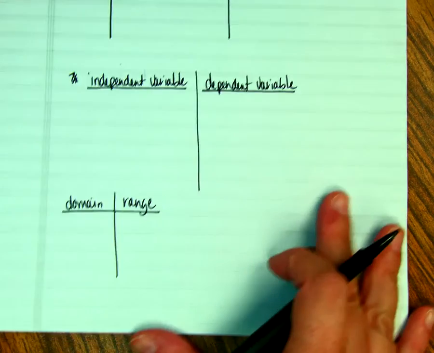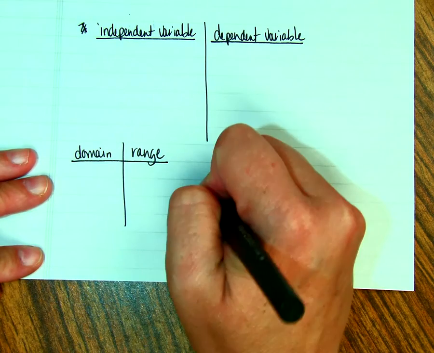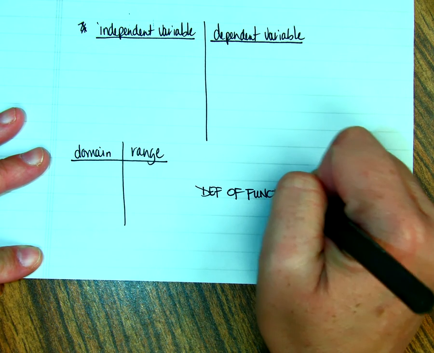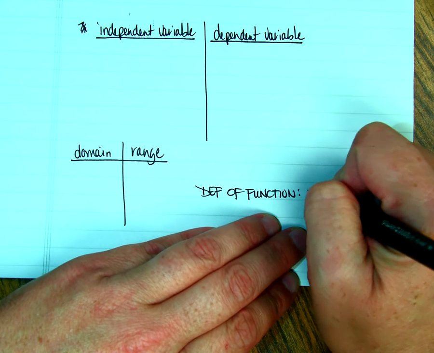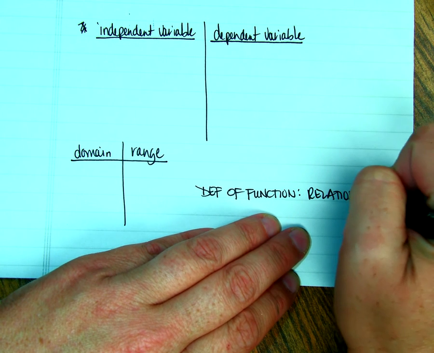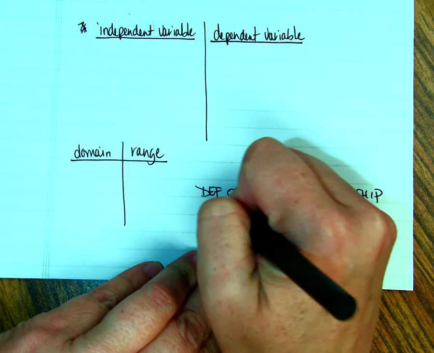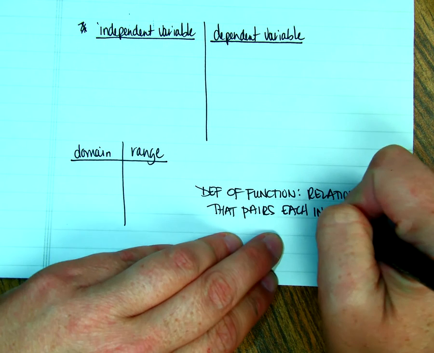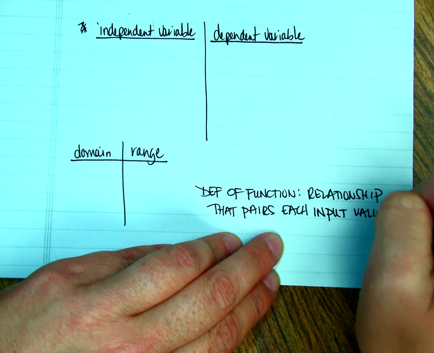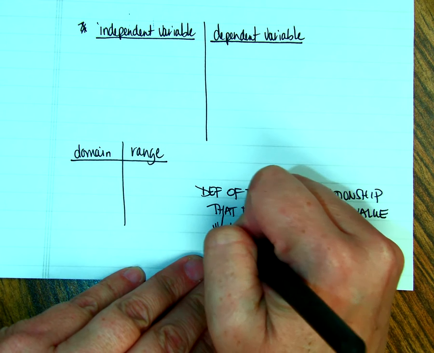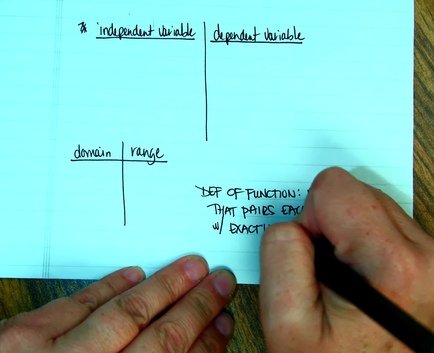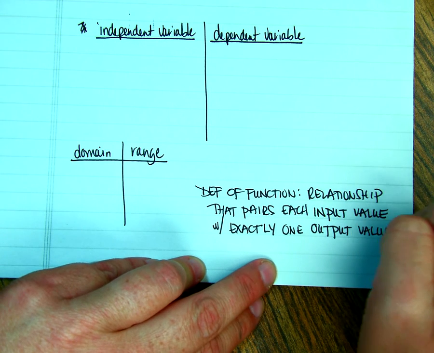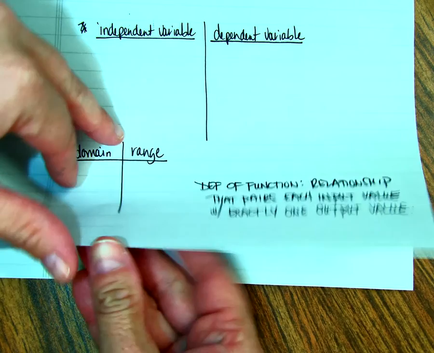To define a function, it is a relationship that pairs each input value with exactly one output value. Okay, I'm going to build on that idea.